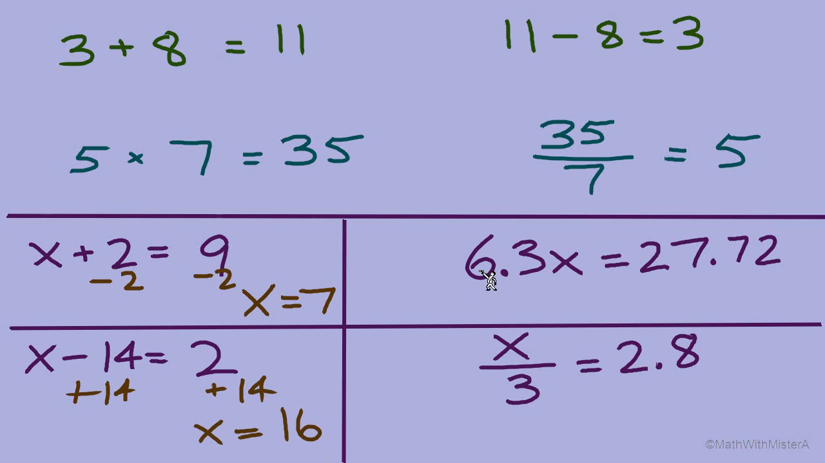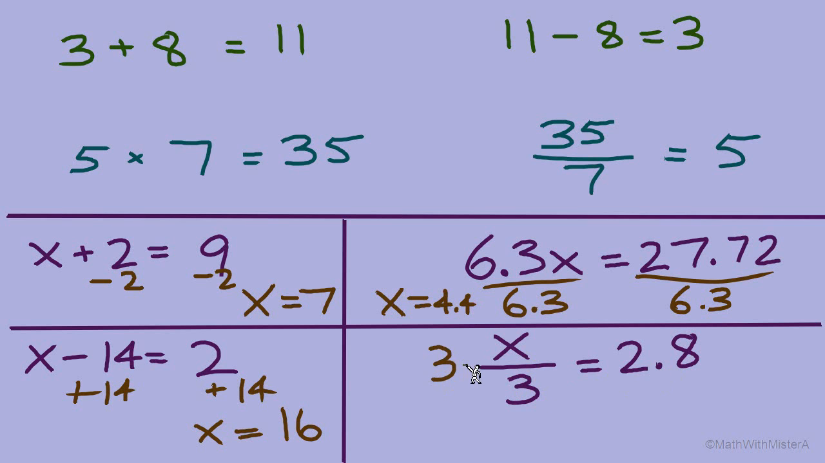Here's a multiplication. The variable x is being multiplied by 6.3. So we'll do the opposite, divide by 6.3. When we do 27.72 divided by 6.3, x equals 4.4. And the last one, x is being divided by 3 to equal 2.8, so we'll do the opposite, multiply by 3. And so x equals 84.